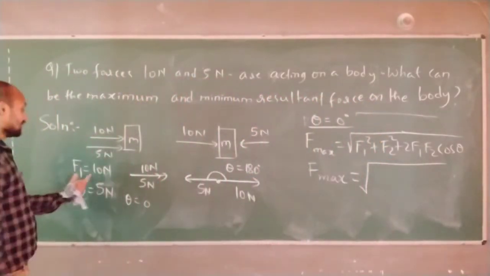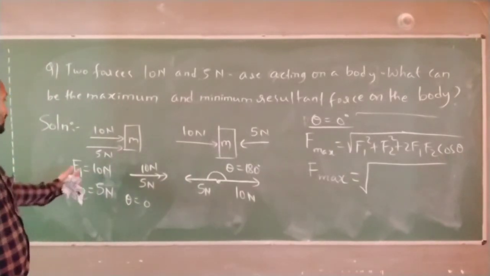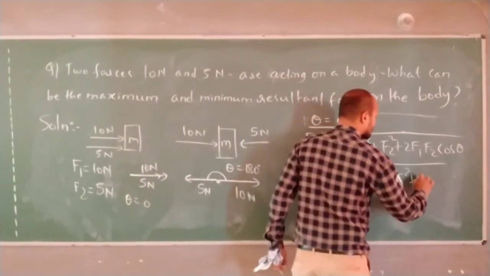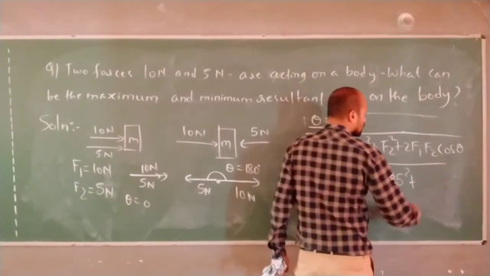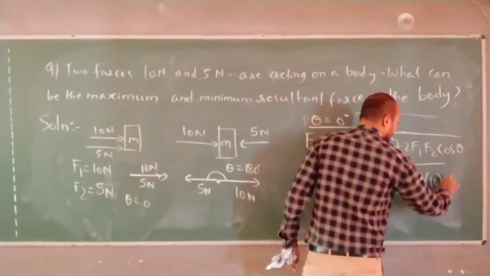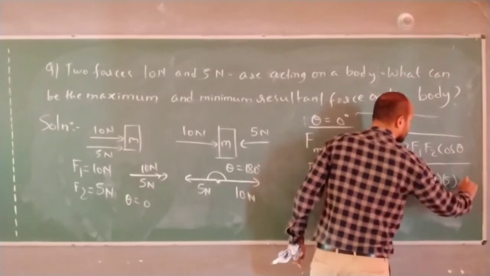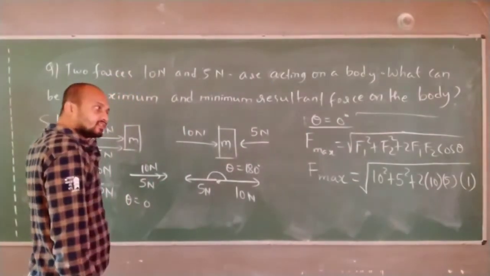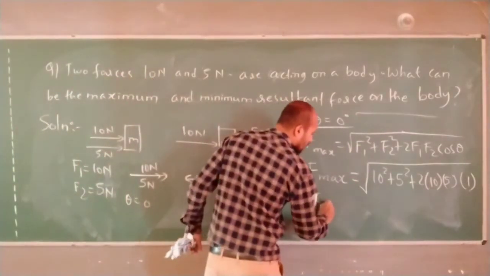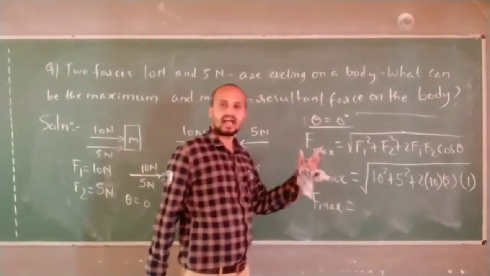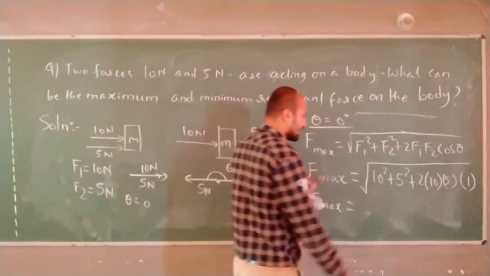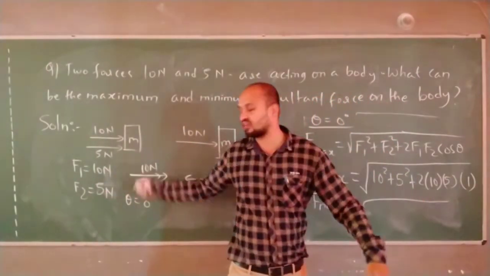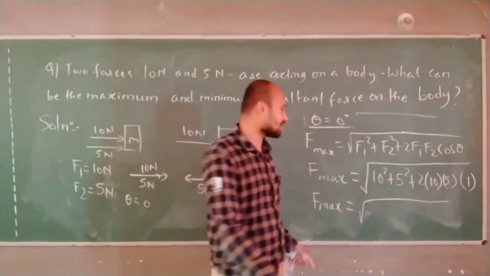What is F1? 10. What is F2? 5. 10 square plus 5 square plus 2 into 10 into 5 cos 0. What is the value of cos 0? 1. Correct, no? It is 1. So F max, or else you can directly use the formula, just add them, 10 plus 5. I am showing it because I must make you guys practice. What is that F max? F1 plus F2. F minimum is F1 minus F2. I already know that.